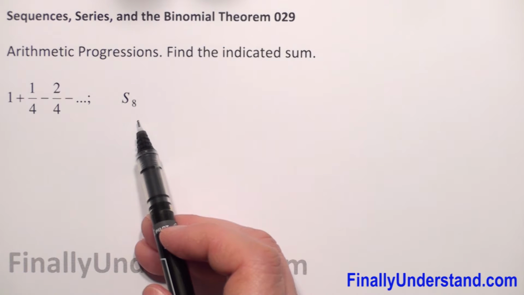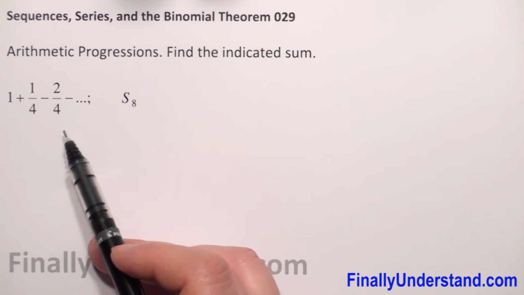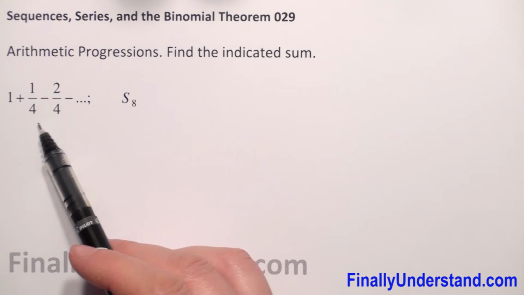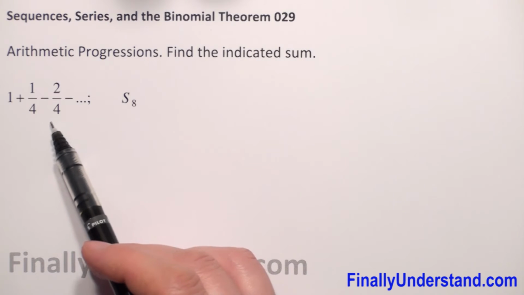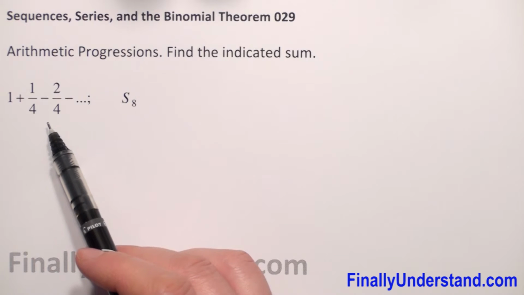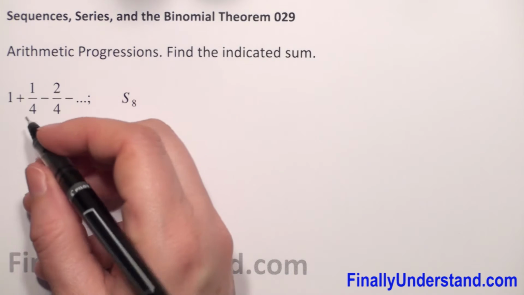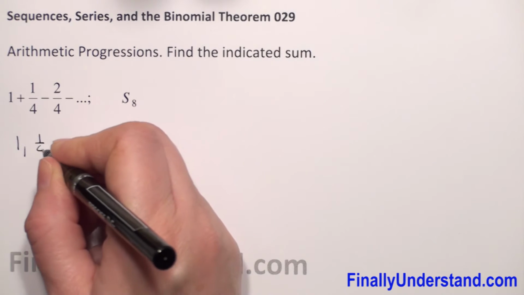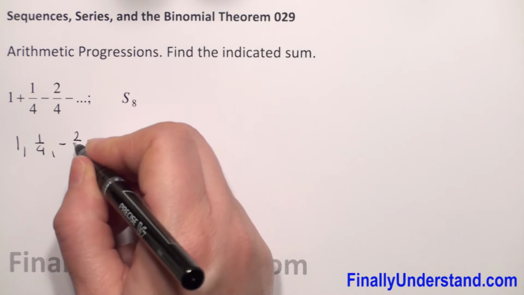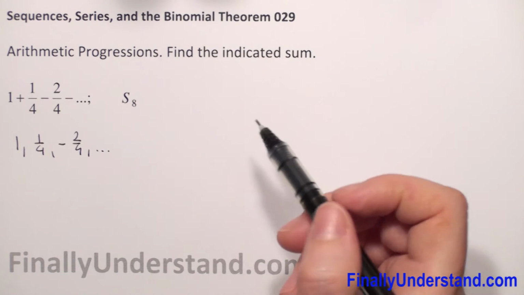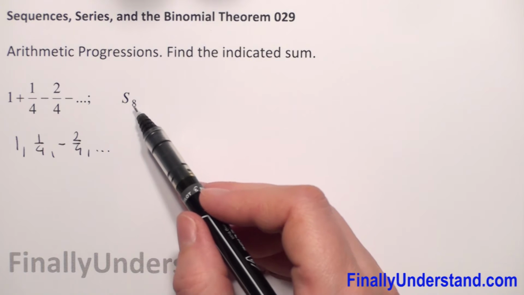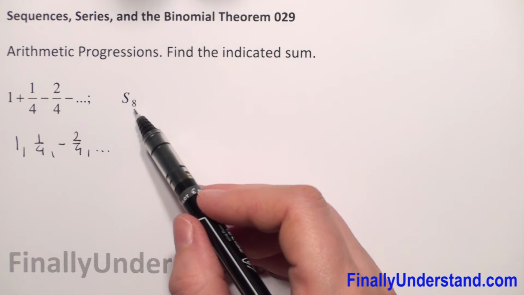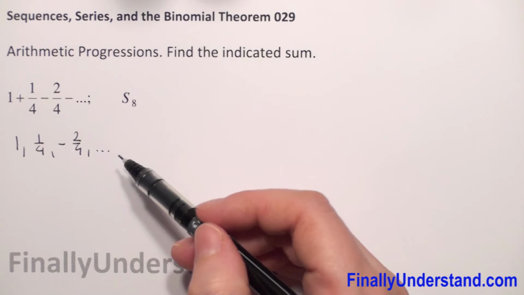We have to find the sum of first 8 terms of the given series, and we know that we have here terms of an arithmetic progression. So let me write these terms. We have 1, next is 1 over 4, next we have negative 2 over 4, and so on. We have to find the sum of first 8 terms of our arithmetic progression.